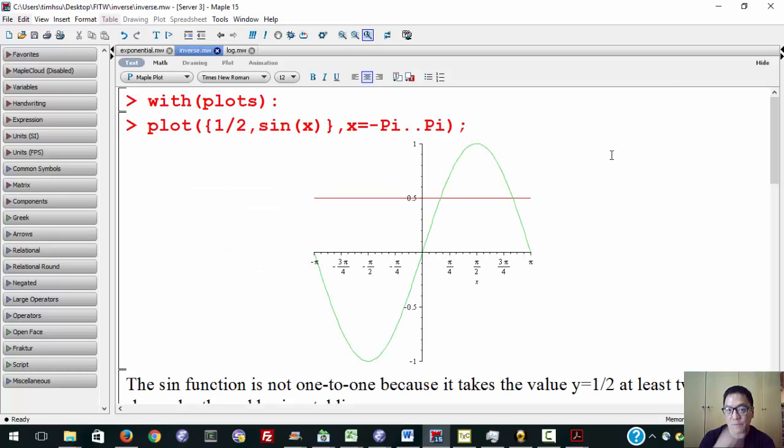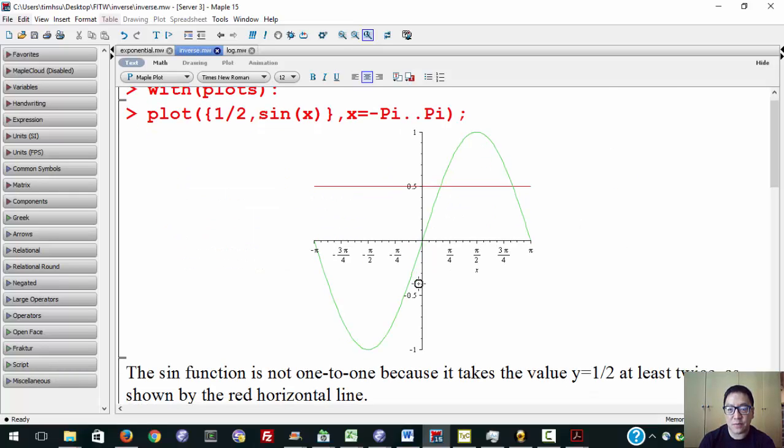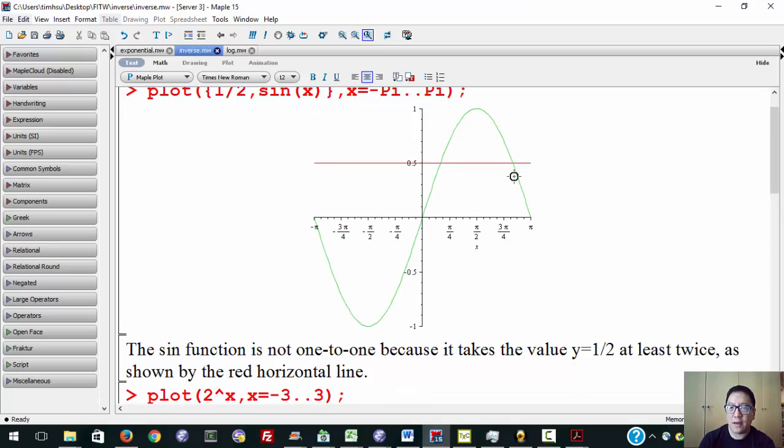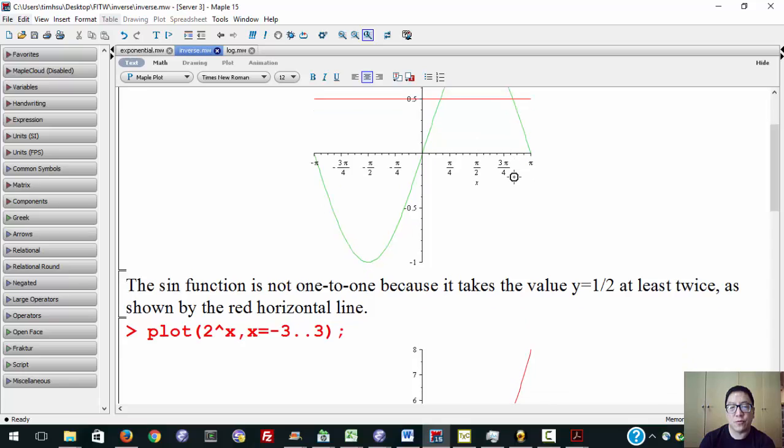All right, so turning to some examples of functions, here's an example, the sine function, graphed here from negative pi to positive pi. So the sine function is not one-to-one because it takes the value of 1/2 at least twice, over here and over here. You can see that it fails the horizontal line test because this red horizontal line here at height 1/2 passes through the graph twice. Fail. So the sine function is not one-to-one.